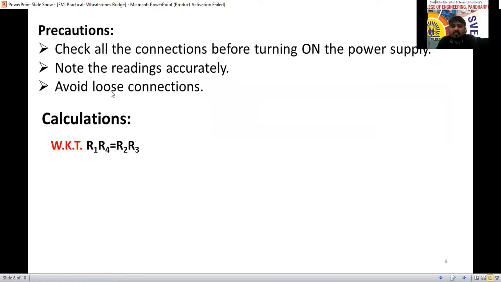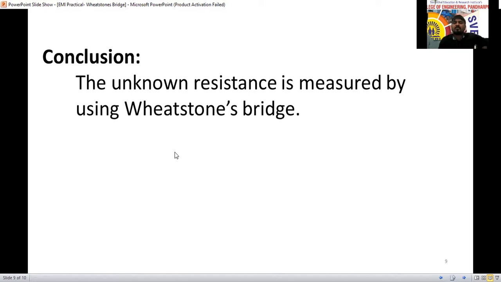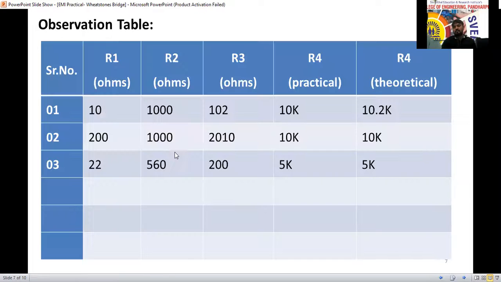Next, the precautions: we have to check all the connections before switching on the supply, note all the readings accurately, and avoid loose connections. For the calculation, R1 R4 equal to R2 R3 is the formula we are going to use. After taking the readings, we can conclude that the unknown resistance is measured using the Wheatstone bridge.